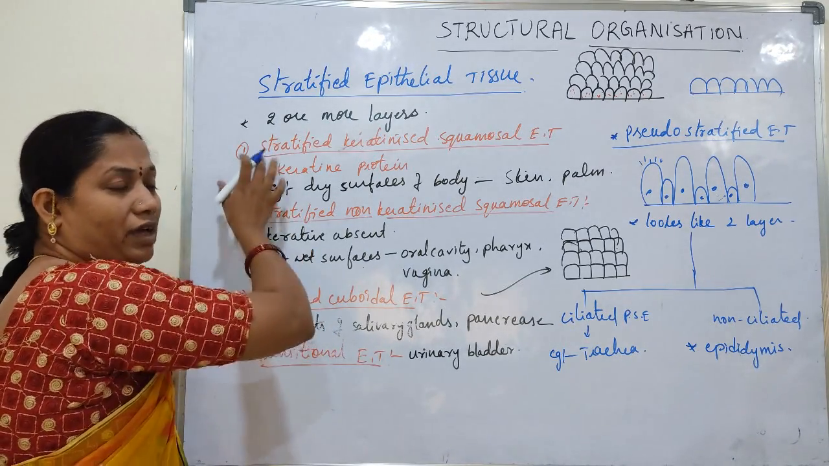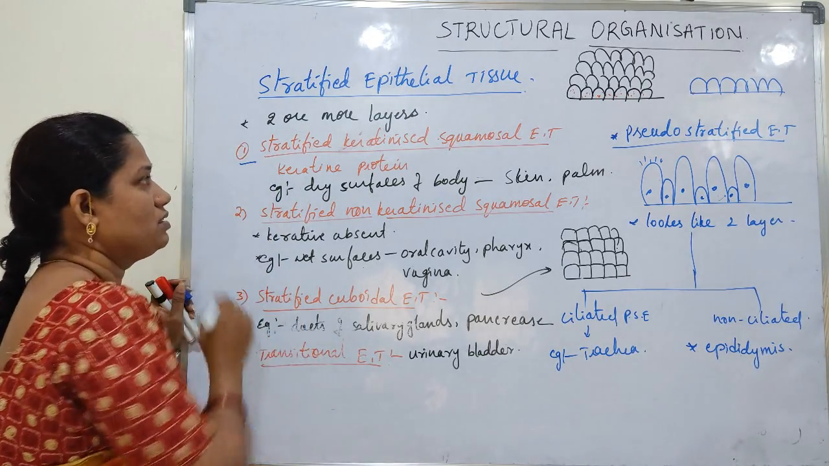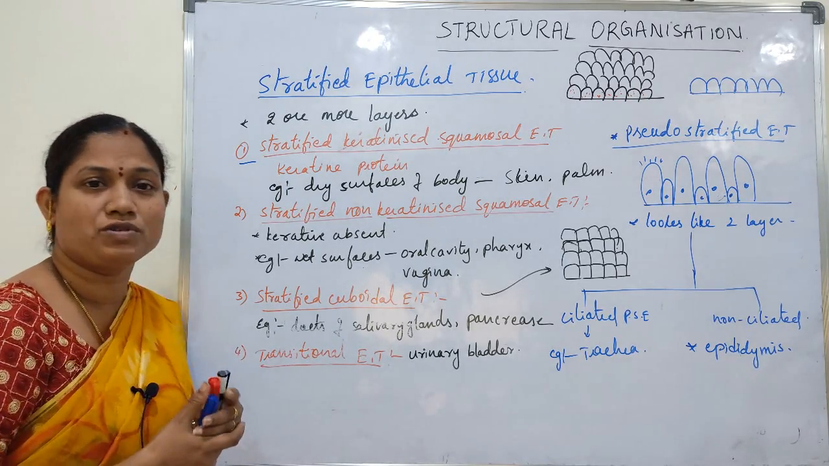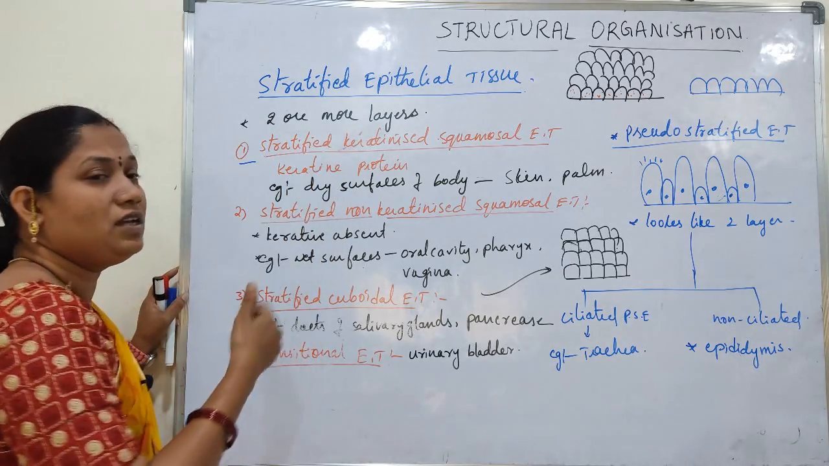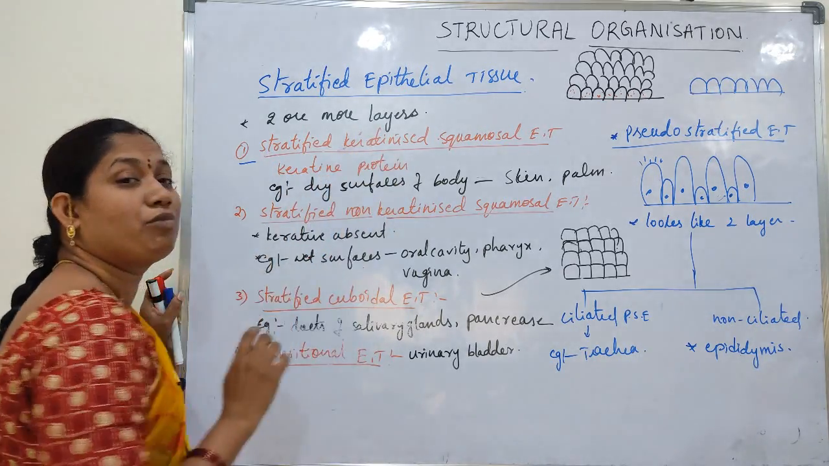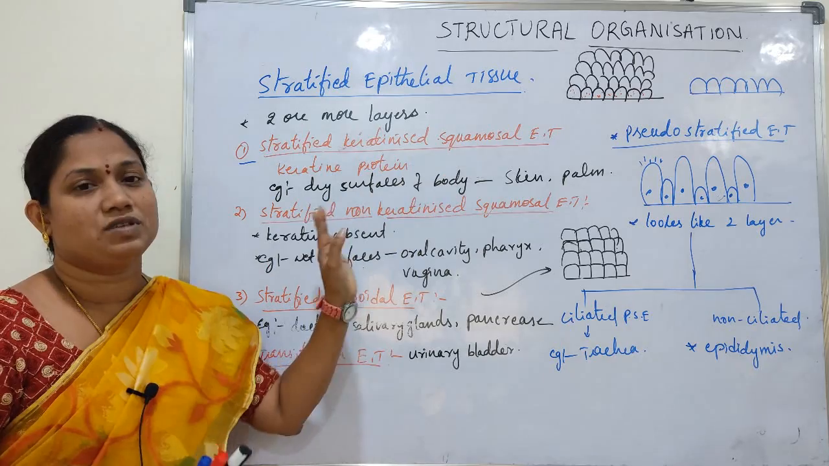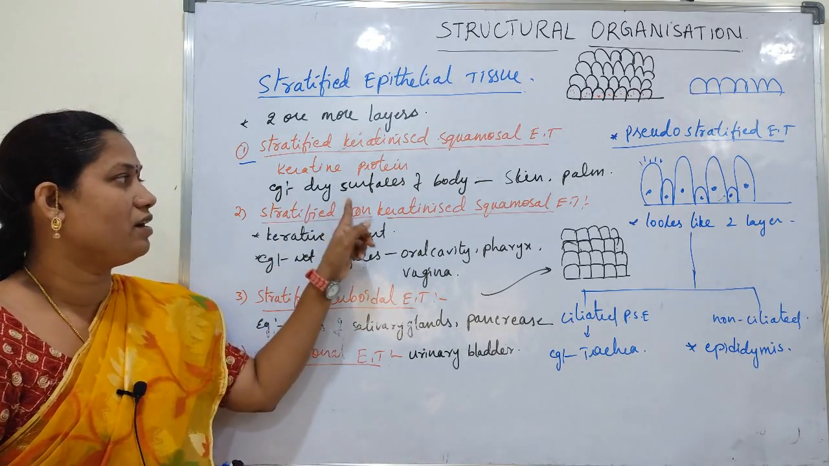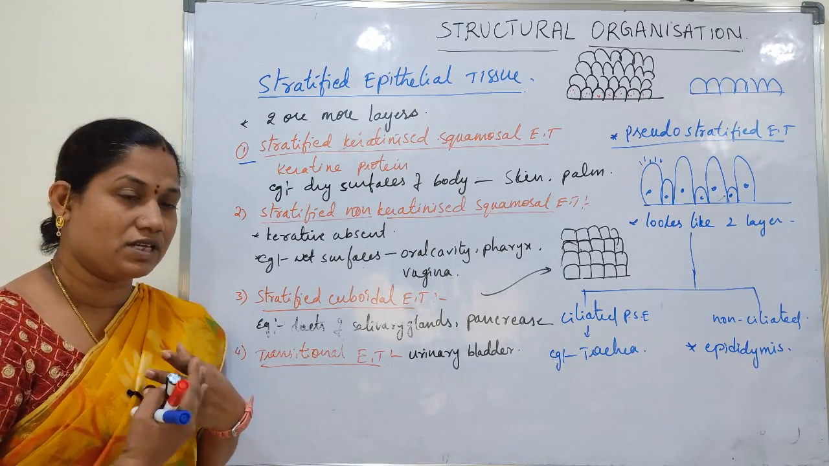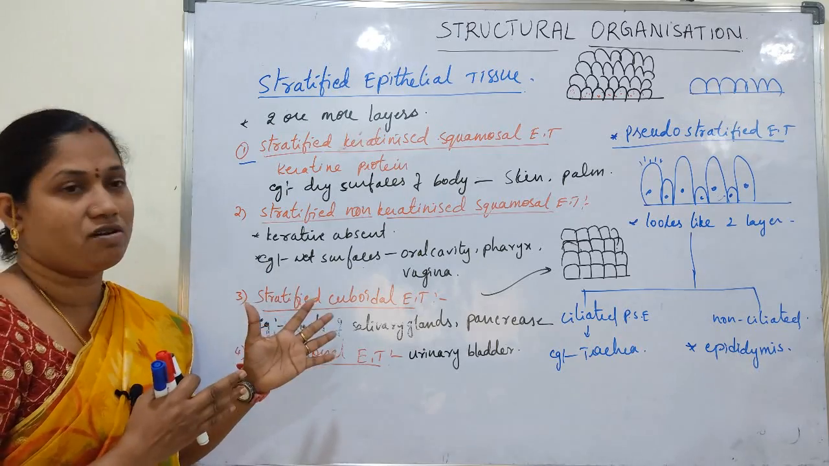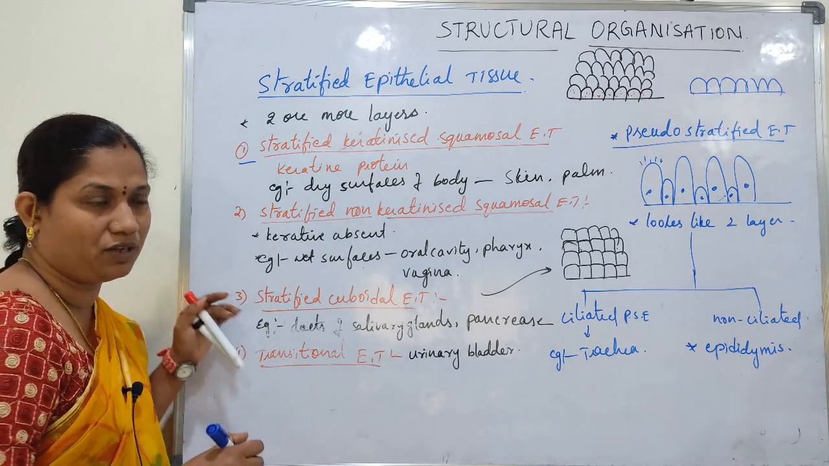Here we have different types of stratified epithelial tissue. The first one is stratified keratinized squamous epithelial tissue. Stratified means many layers are present, and keratin protein is present. That's why this is called keratinized squamous epithelial tissue. It is present on dry surfaces of the body. Dry surfaces means our skin. Skin is a dry surface, and the palm is also a dry surface. So dry surfaces are lined by stratified keratinized squamous epithelial tissue.